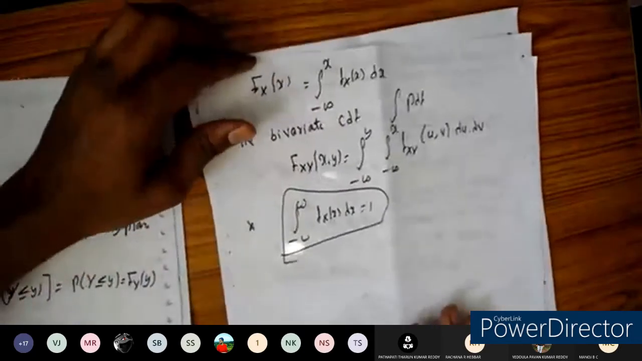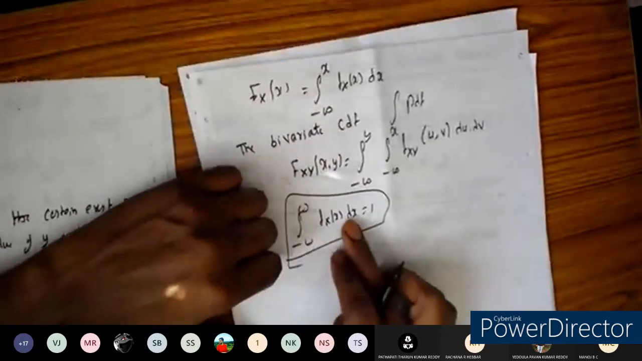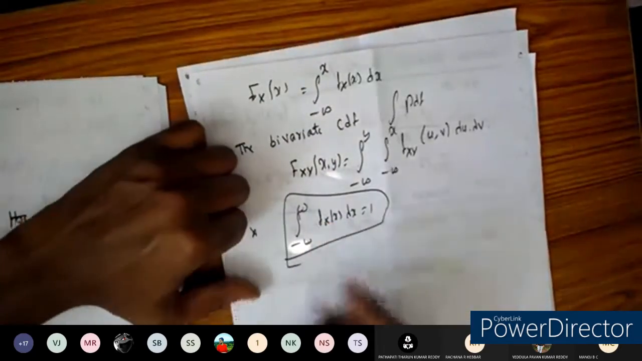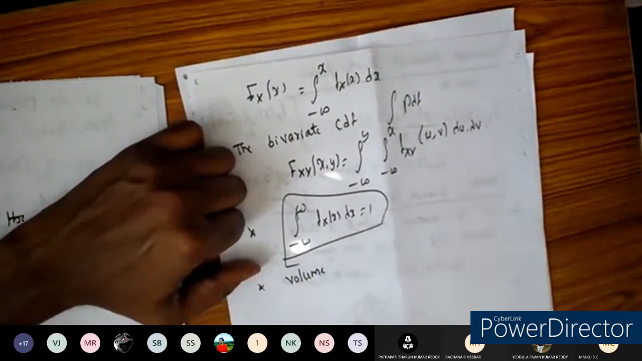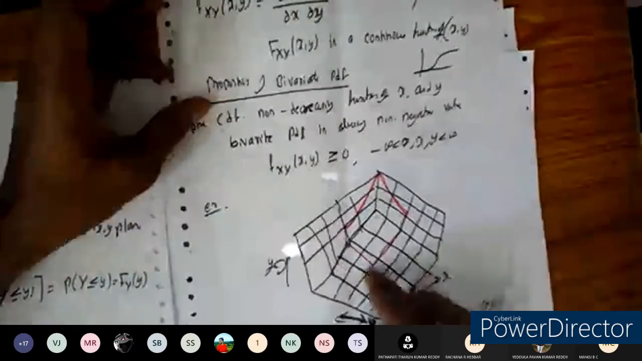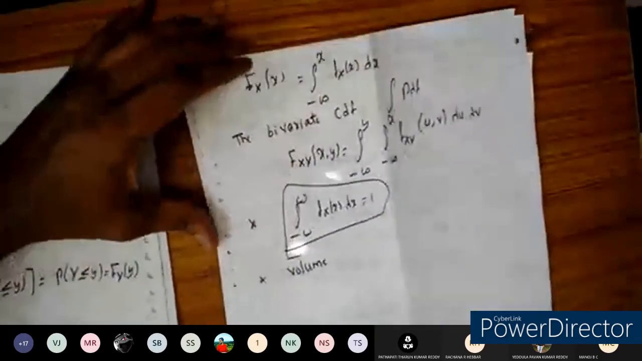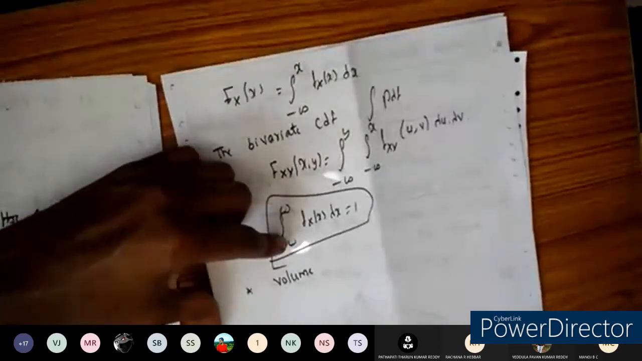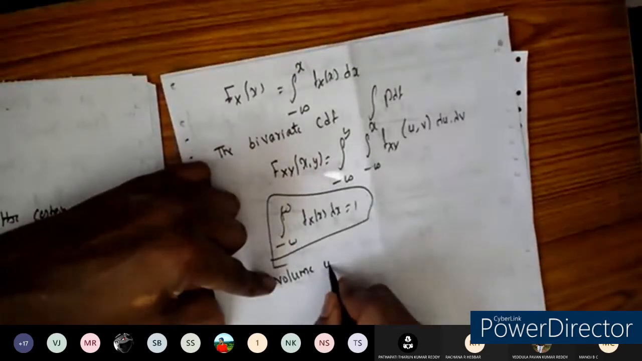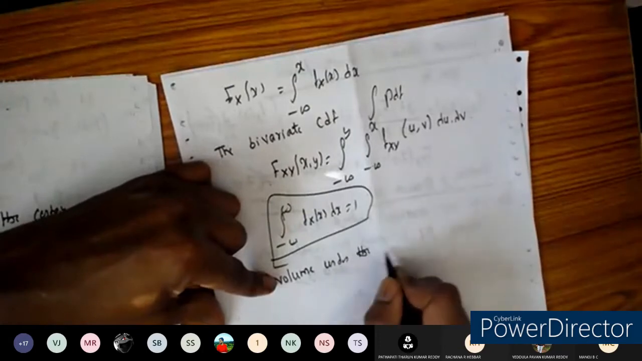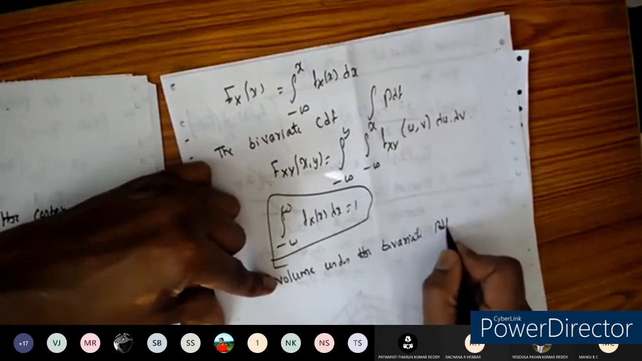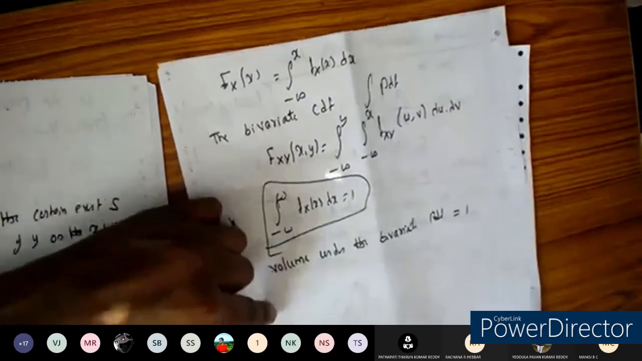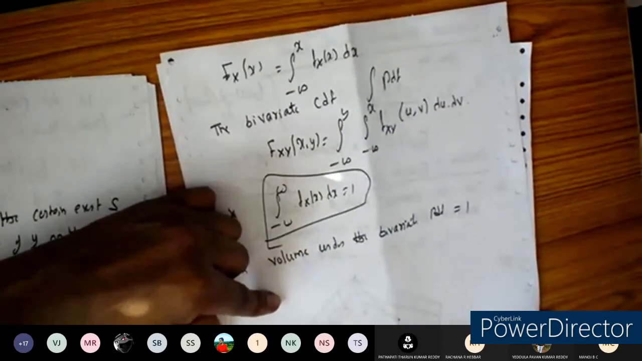Similarly, we can extend that here. For a single random variable, we call it the area. For the bivariate random variable, we call it the volume, because as in the graph I plotted here, it is similar to a volume. So what we can say is the volume under the bivariate PDF is equal to 1.